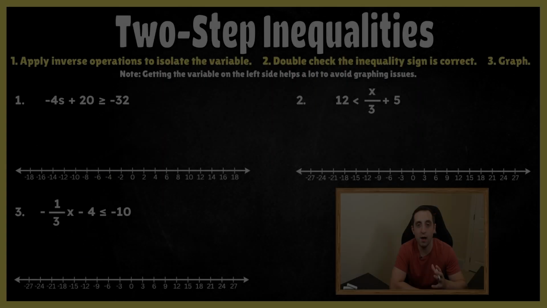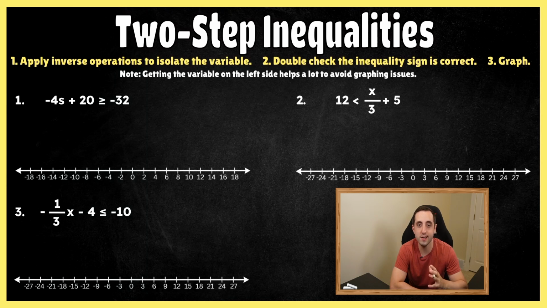Now for inequalities, again, your goal is to isolate the variable, whether it's on the left side or the right side. Now for this video, we're always going to get the variable on the left side just because it makes students' lives easier when it comes to graphing. That way they don't accidentally graph it the wrong direction.